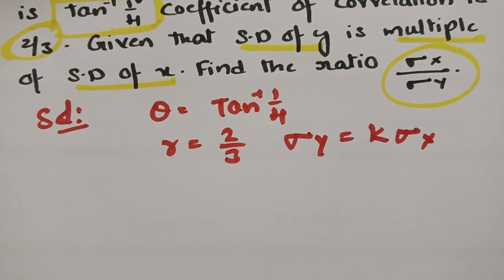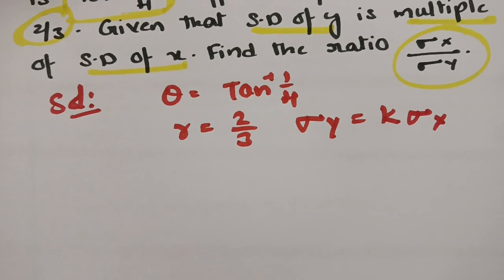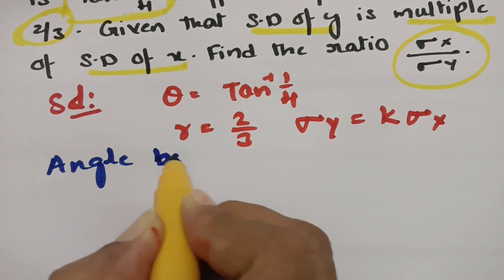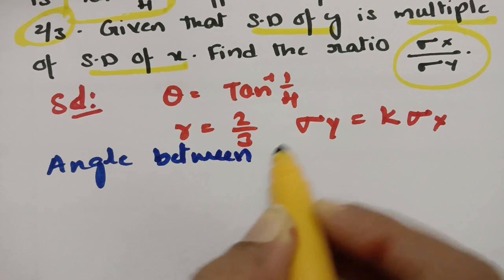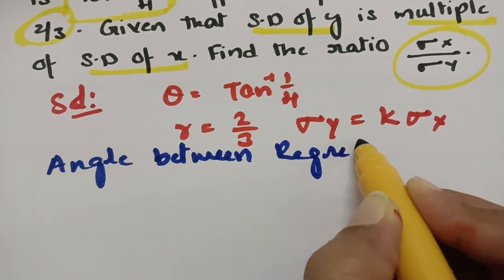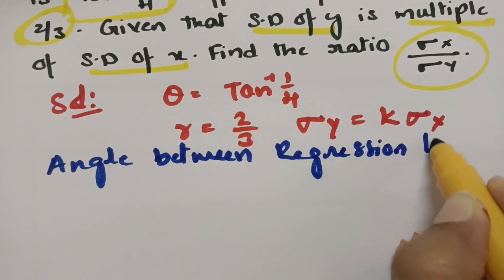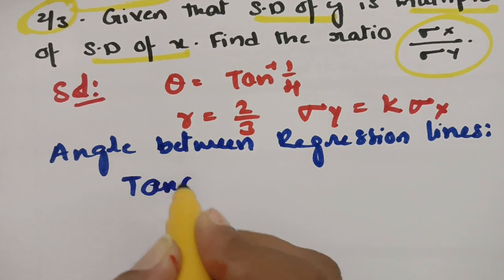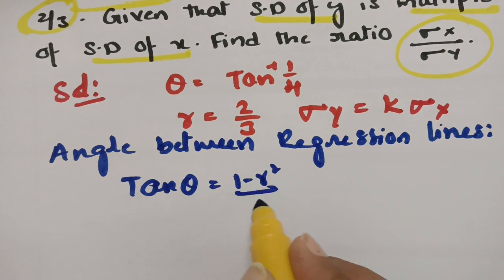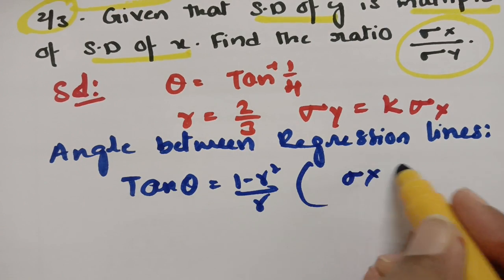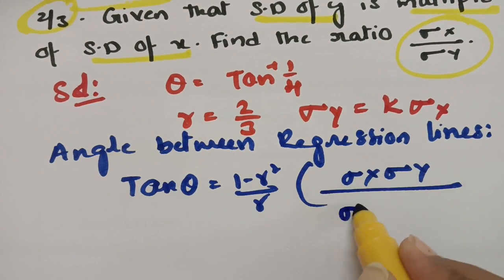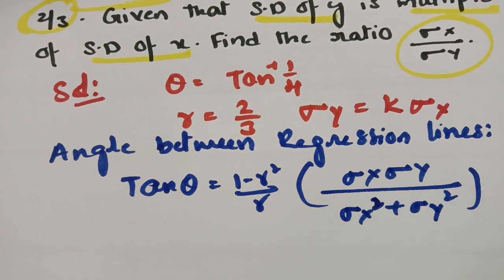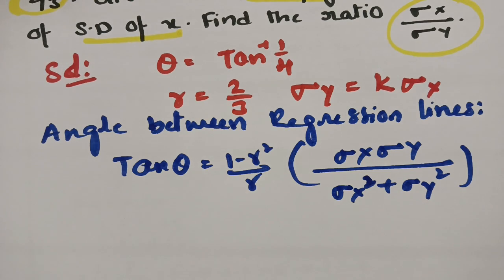First we talk about this angle. As you know, the angle between the regression lines, I have already told you, is very simple: tan theta is equal to (1 minus r square) by r into sigma x into sigma y by (sigma x square plus sigma y square). Clear? And now all the values are ready here.